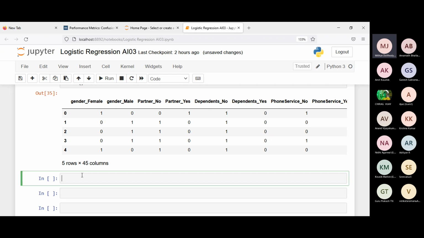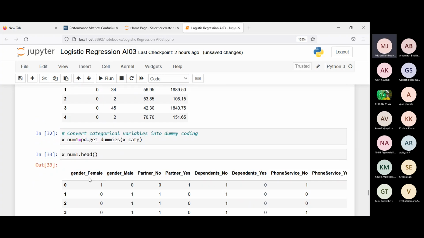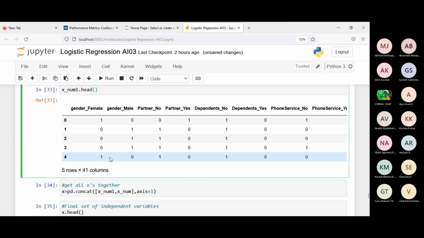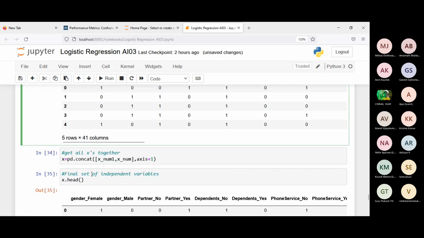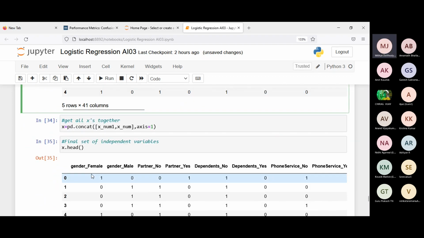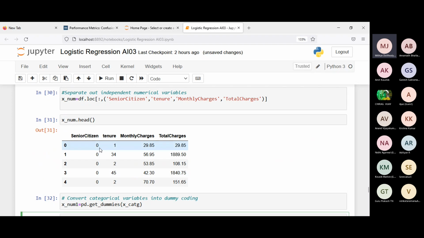Go back to the size of x_num. Yes, 41. 3 plus 1, 4, right? Total charges anyway we converted to numeric. So 41 plus 4 is 45, sorry.